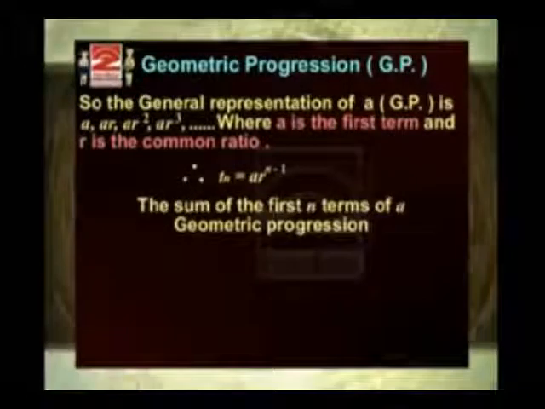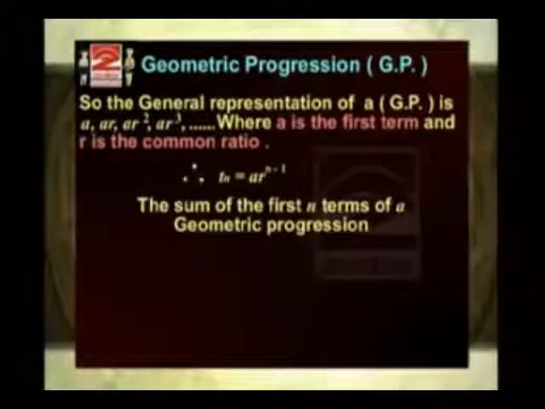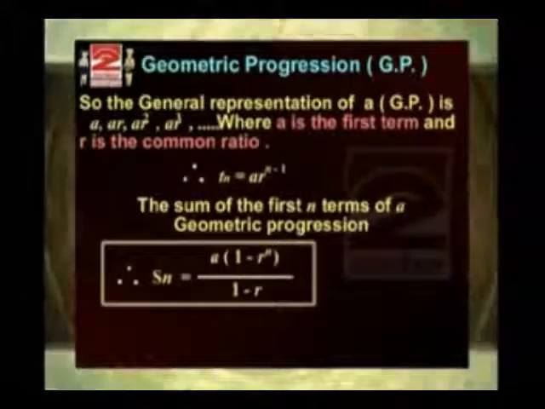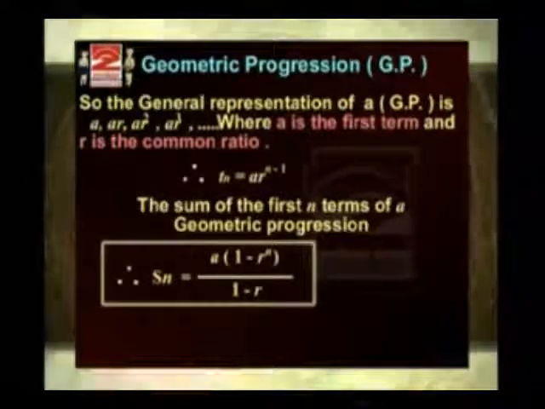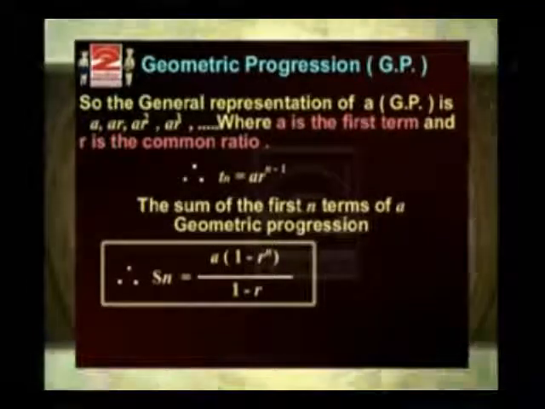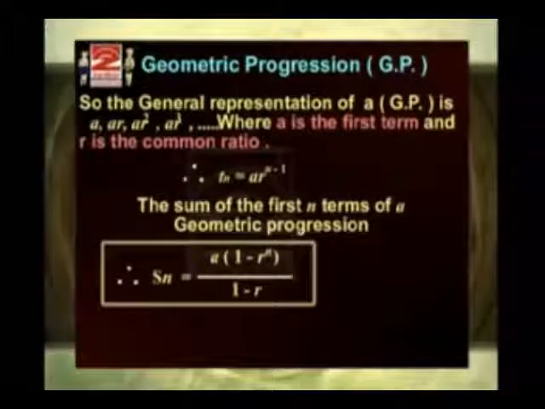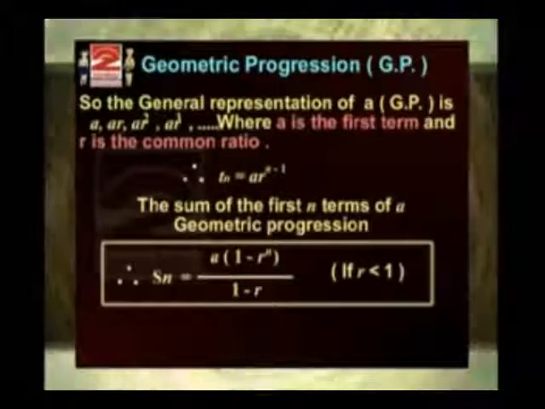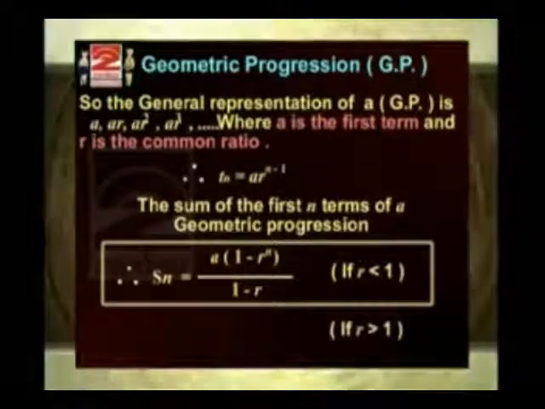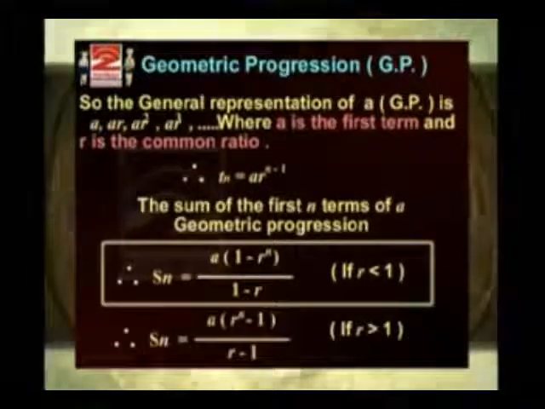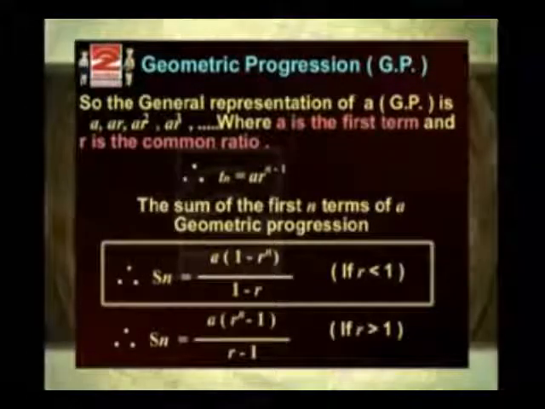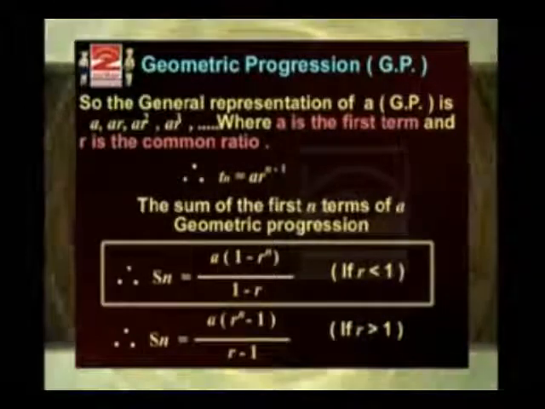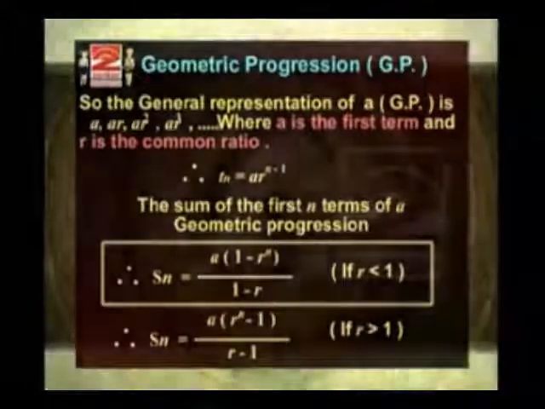Now, this is the formula to find out the sum of the first n terms of a geometric progression. Therefore, Sn is equal to A into bracket 1 minus R raised to n upon 1 minus R if R is less than 1. And if R is greater than 1, this is written as Sn is equal to A into bracket R raised to n minus 1 upon R minus 1.